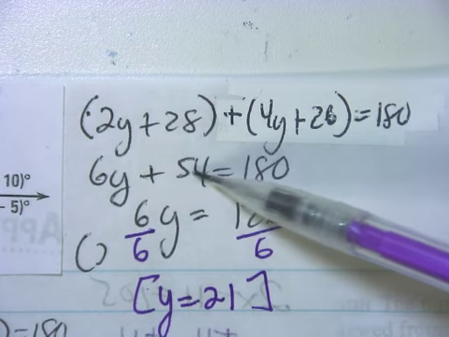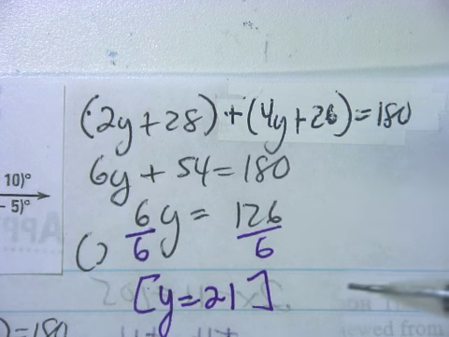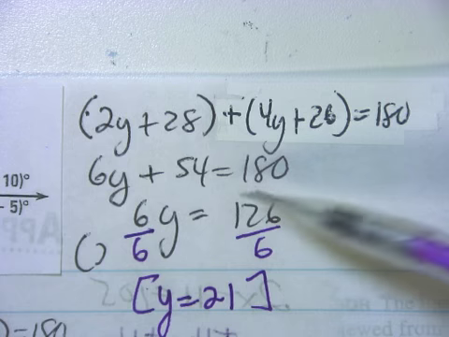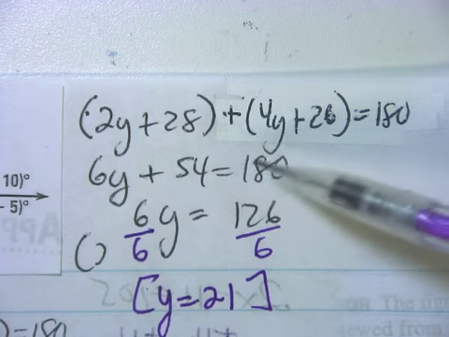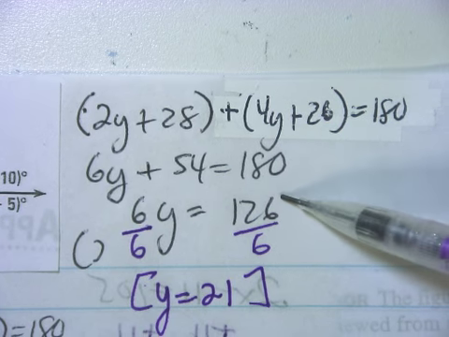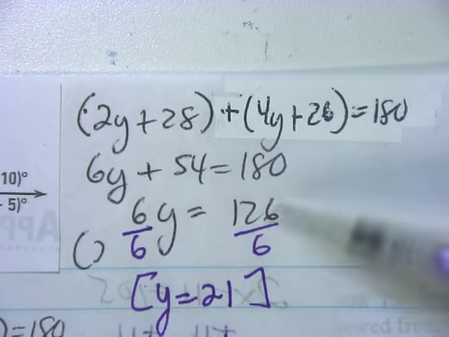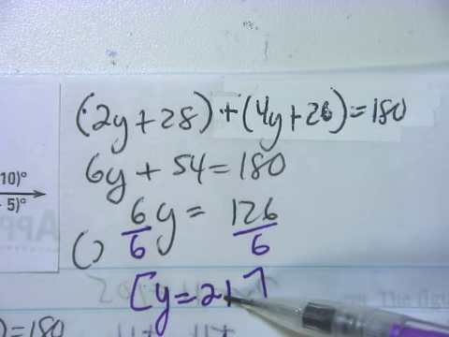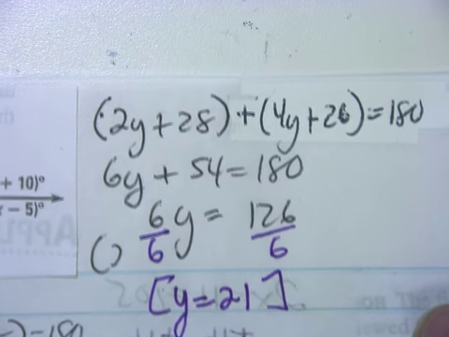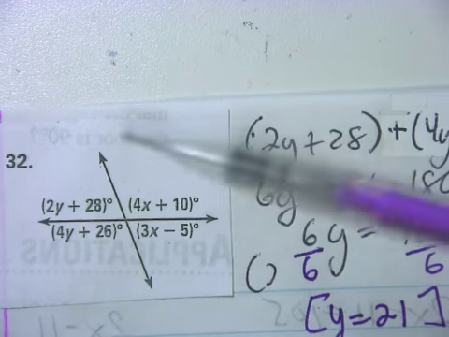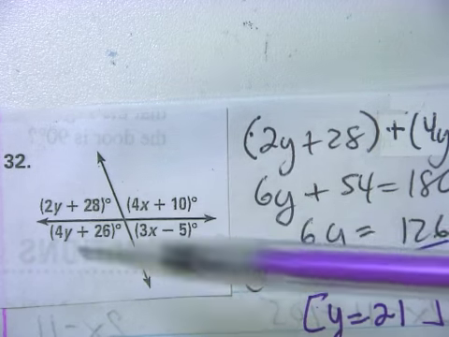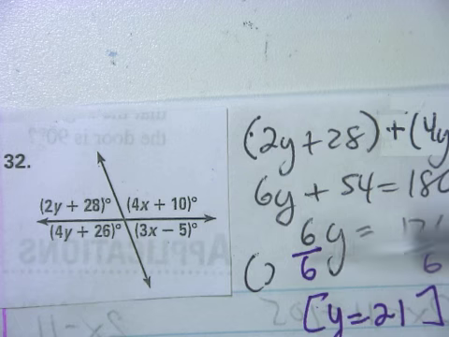Now I'm just going to combine like terms. 2y plus 4y is 6y. 28 minus 26 is plus 2. That's equal to 180. I subtract 2 from both sides. When I do that, the 2s cancel out, and 180 minus 2 is 178. So 6y is equal to 178. I divide both sides by 6, and y is equal to 21. Okay? y is equal to 21.